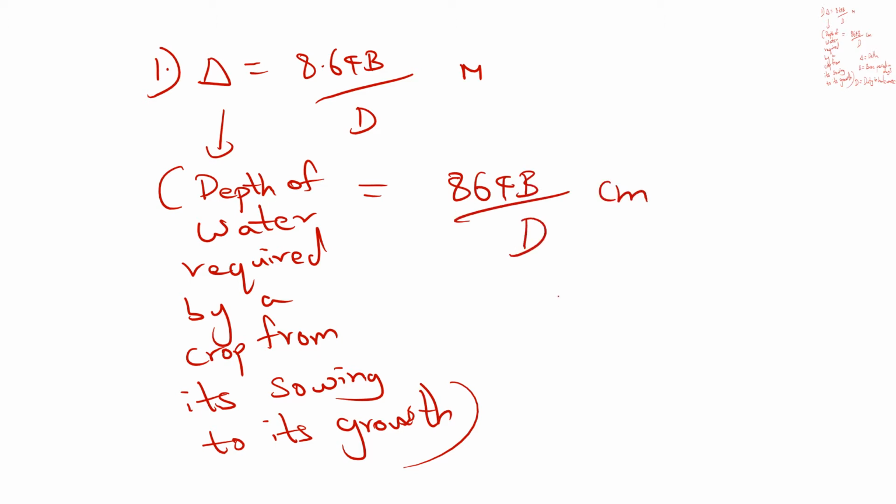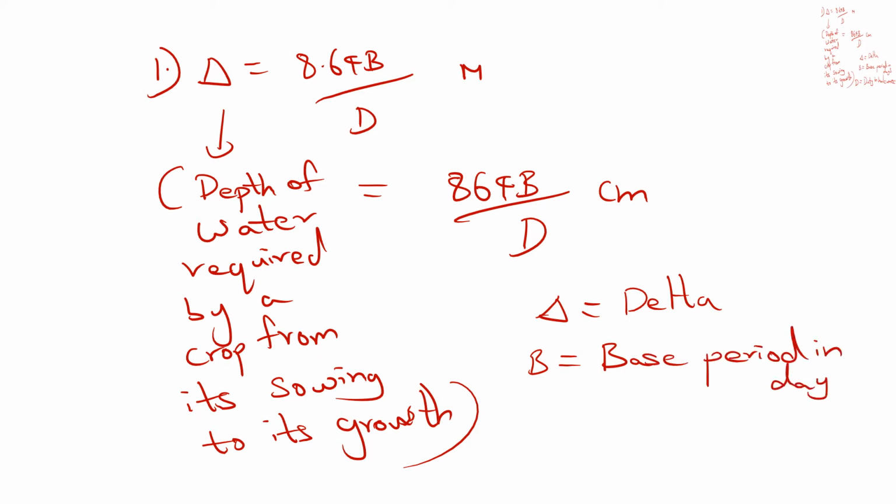Delta I already explained, and B is the base period. Base period is nothing but the period which is required for the growth of the crop from its sowing period to its end, that is its growth period. The time period between the sowing and its ultimate growth is the base period.